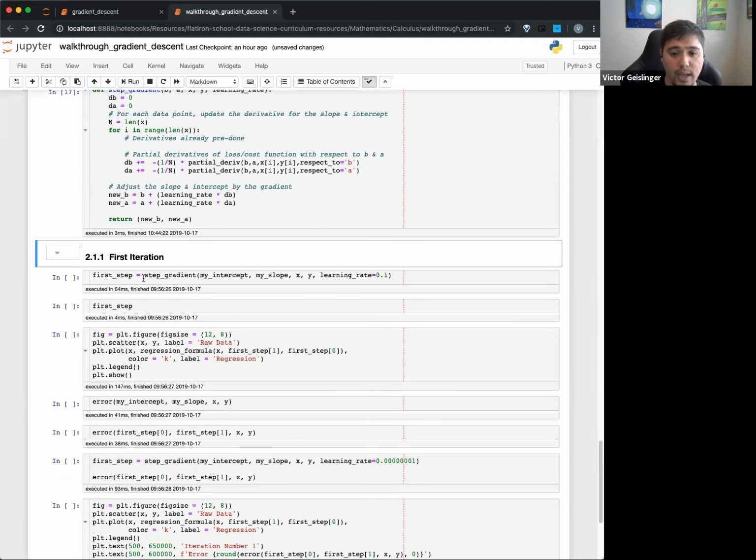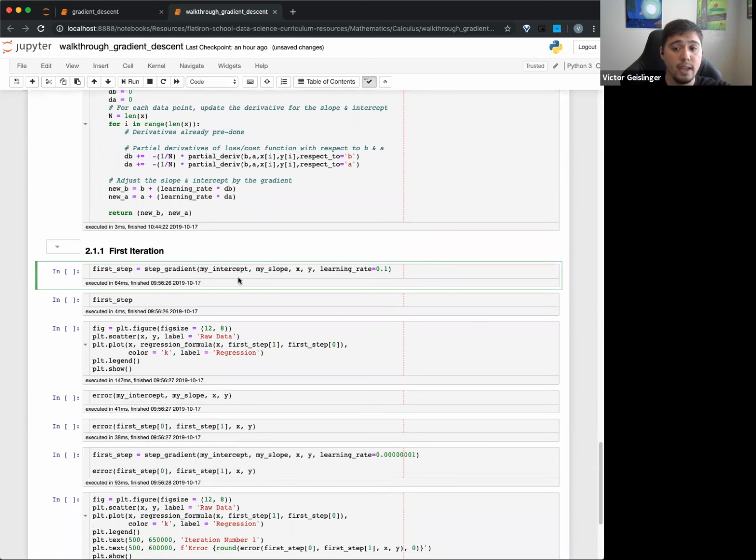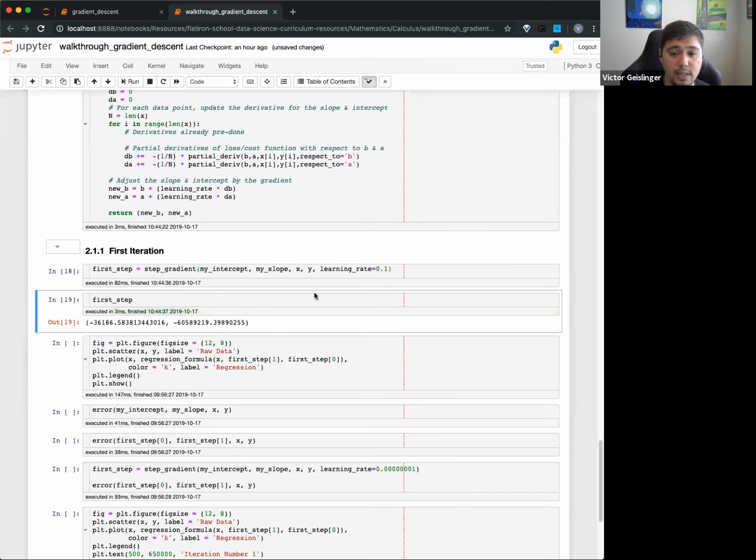Okay, cool. So run this guy right here, and we'll get our first iteration. So we have our first step right here, our step gradient. We're going to take from our 0, 0, from originally, and we're going to adjust it. And note that learning rate of 0.1. So we're just doing this one step at a time. And you can see here, our new values are these negative points.